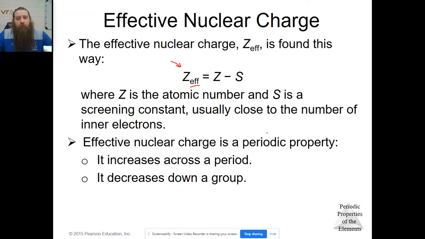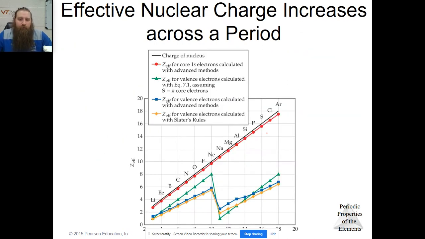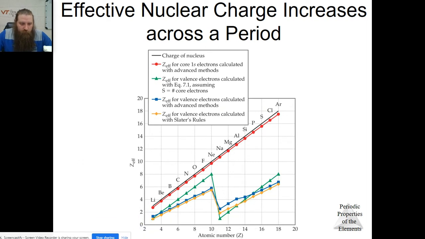Now, effective nuclear charge, or ENC, is a periodic property, so we can describe it in terms of trend arrows. It's going to increase across a period. It's going to decrease down a group. If you graph it out, this is a pretty cool graph. I like this graph.